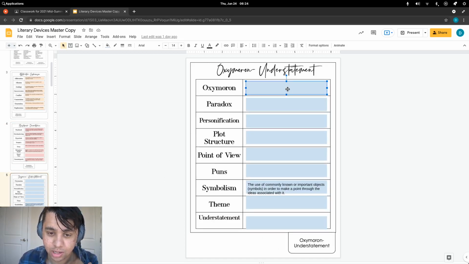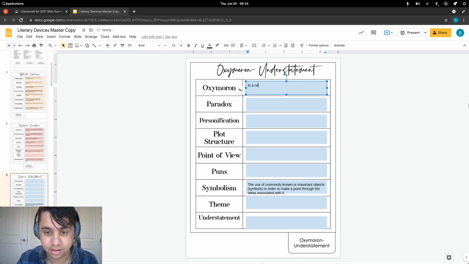So an oxymoron. What is an oxymoron? Well, we're going to say an oxymoron is, I'm having trouble spelling, a contradictory statement. So a contradictory statement. What do I mean by that? Well, let's talk about the word contradictory. When something's contradictory, that means that it doesn't make sense because two things are opposite each other. Two things are opposed. They can't be blended together and make sense.